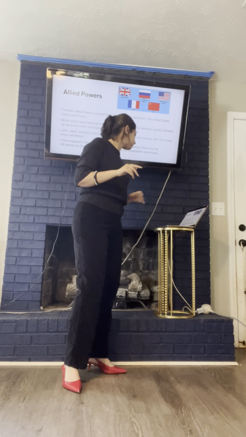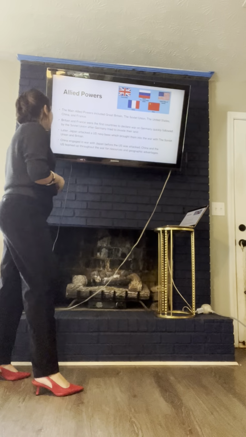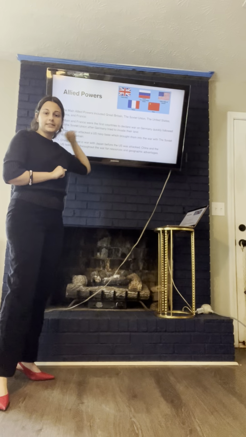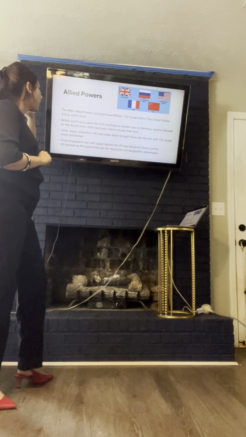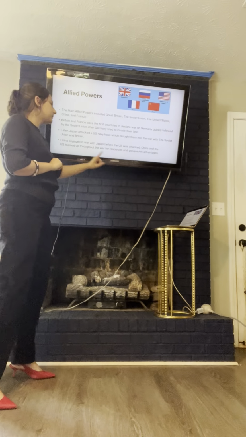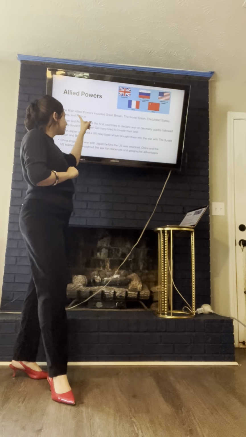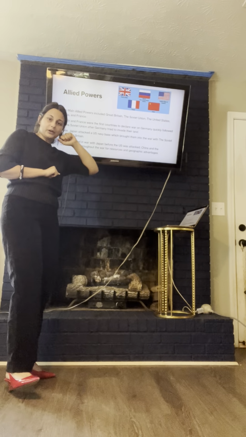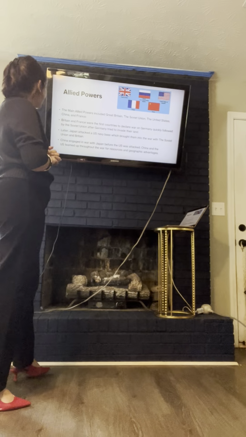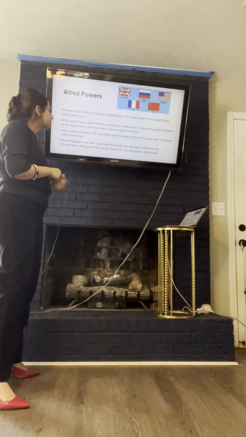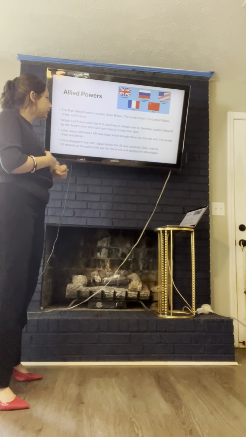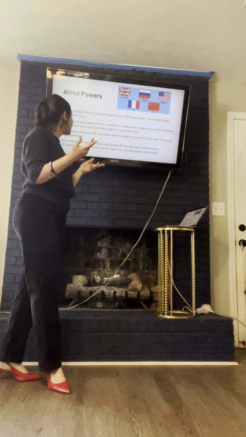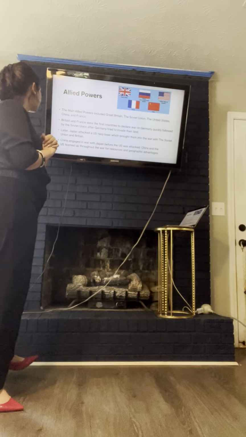So, the Allied powers. This is the very first section of your notes. While I'm going through this, you have to pay good attention to what's blank in your notes so that you fill in the correct information while I'm going over everything, okay? The main Allied powers included Great Britain, the Soviet Union, which we know now as Russia, the United States, China, and France.